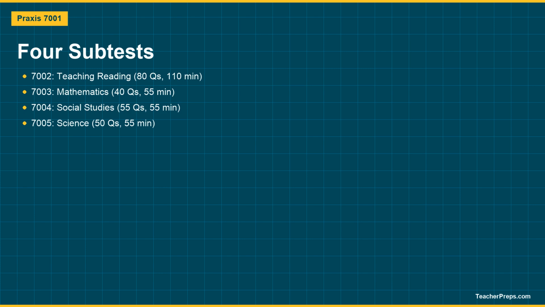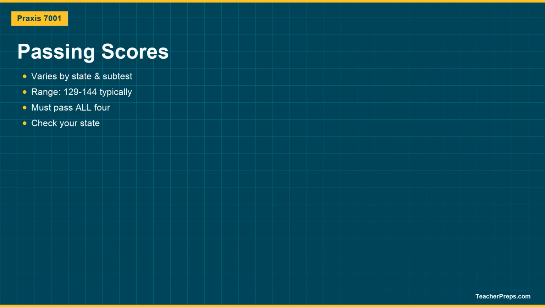Each subtest has its own passing score that varies by state, typically ranging from 129 to 144. You must pass all 4 subtests to pass the overall exam. Check your state's requirements. The exam costs $220. This is higher than Praxis 5001 due to the updated teaching reading component.